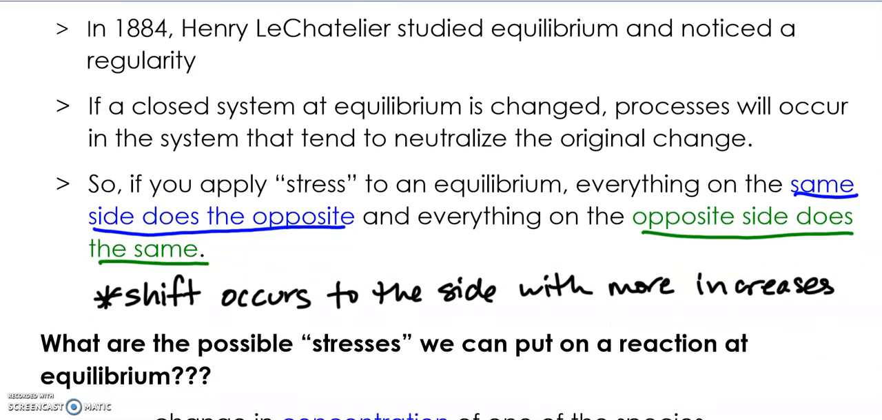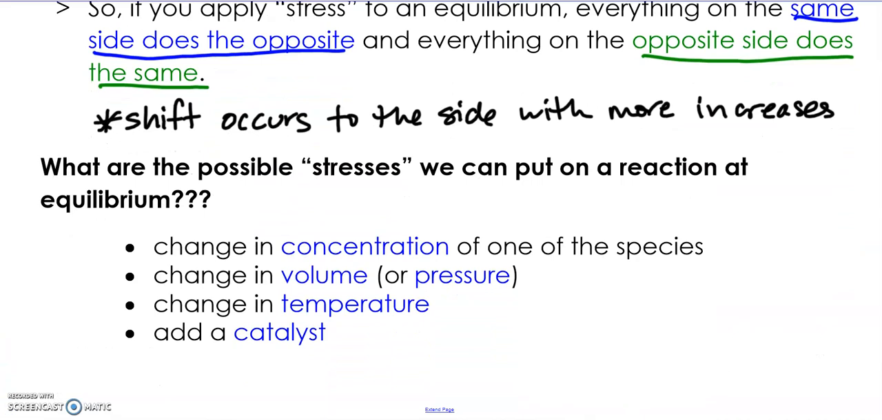So what are these stresses that can happen? There are 4 that we can do. The first is a change in concentration of one of the species. This could mean that we either increase or decrease the concentration, or we're just adding or removing more of that species, that particular reactant or product. We could have a change in volume or a change in pressure. Remember, these two are related, and these two are going to be dealing with gases.